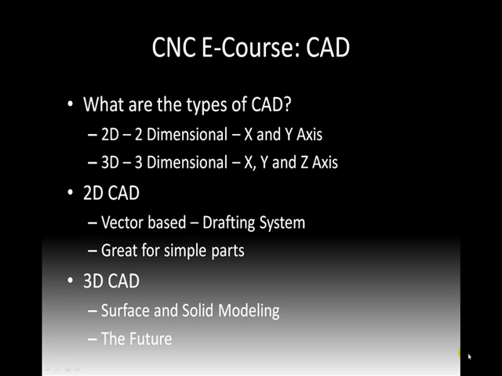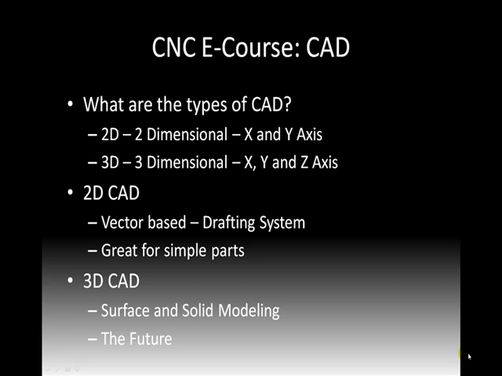So what are the different types of CAD? Well, there's 2D and 3D. 2D is two-dimensional. It's X and Y axes. 3D, you add the Z axis for depth. Now, 2D CAD is vector-based, and it's really, think of it like a drafting system. And if you've ever taken drafting or were a part of a hand-drawn drafting class, 2D CAD and drafting are very, very similar. And you can make simple parts, we'll say. It's easier to use a 2D CAD as a crossover.